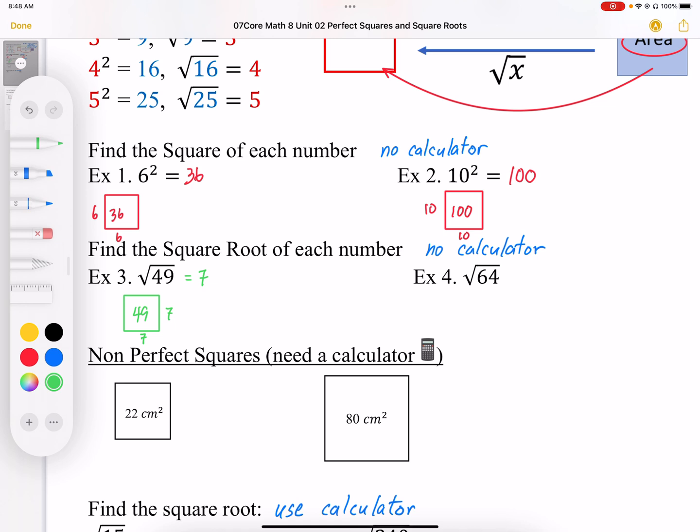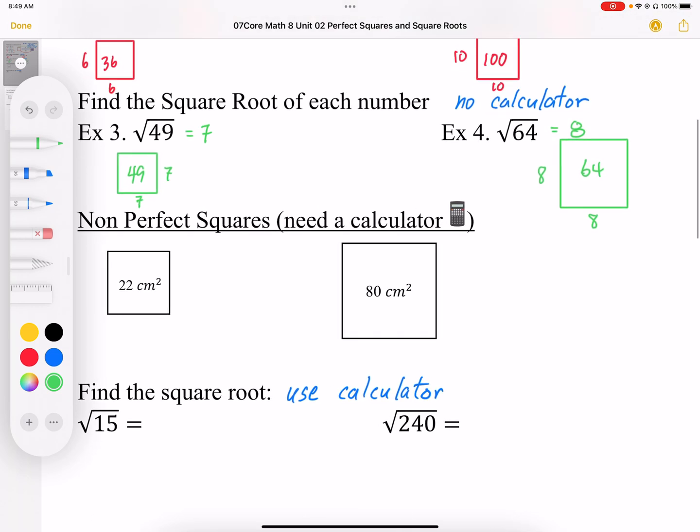Square root of 64 means again that inside the square root represents area. So we have an area of 64. This is a perfect square, so we can line up all the squares nicely. We're going to get an 8 by 8 square. That means the square root of 64 is going to be 8. And we want to be able to do those perfect square ones without a calculator.